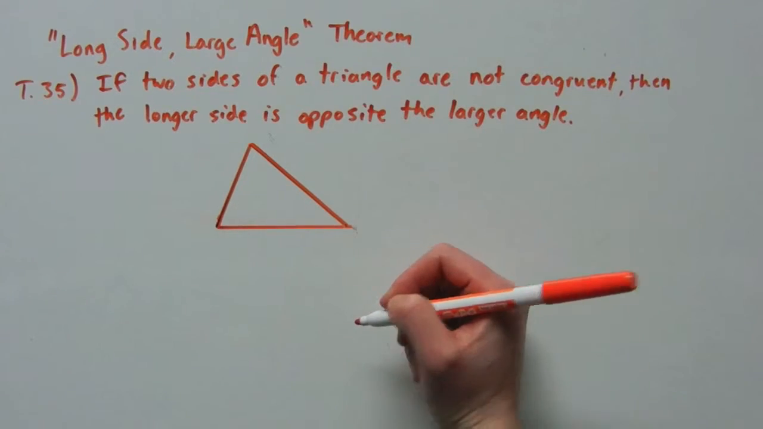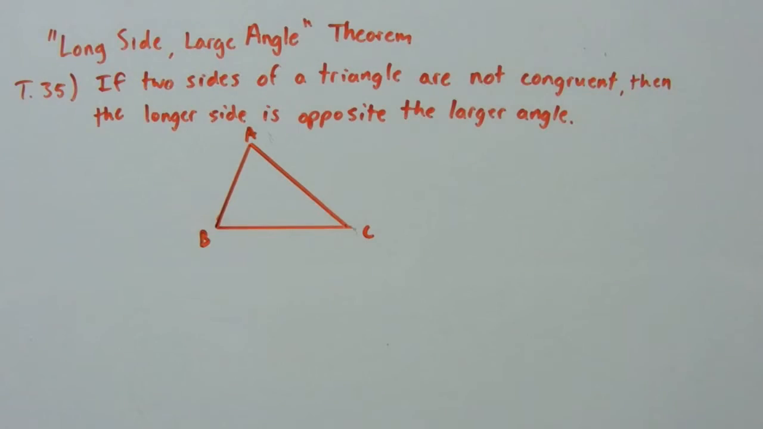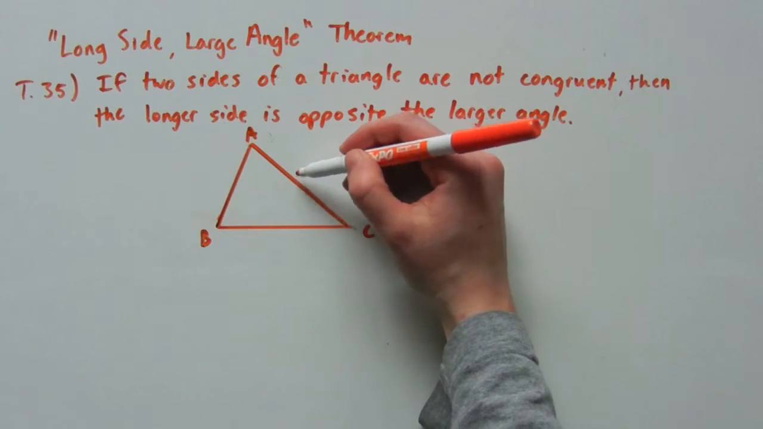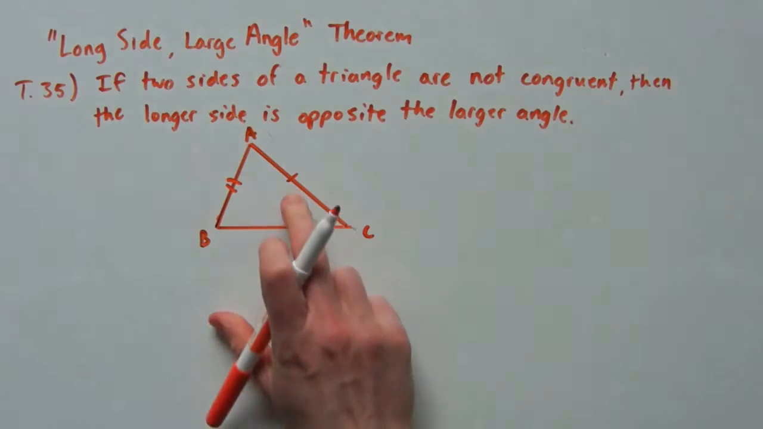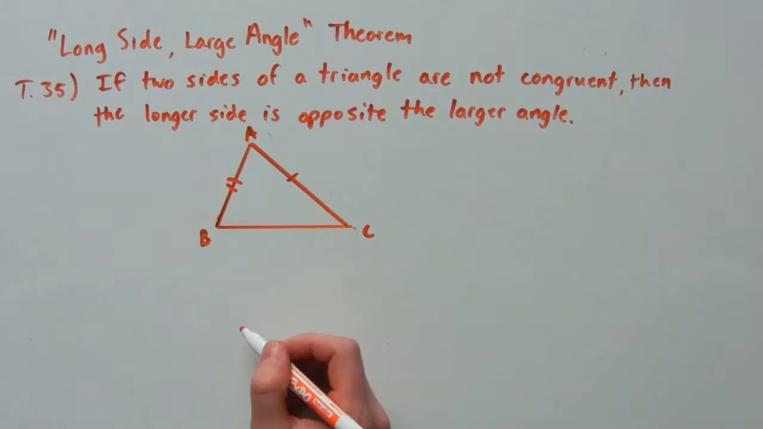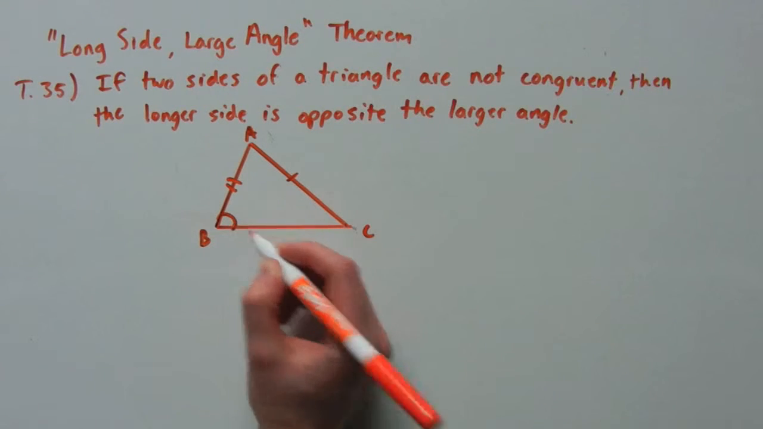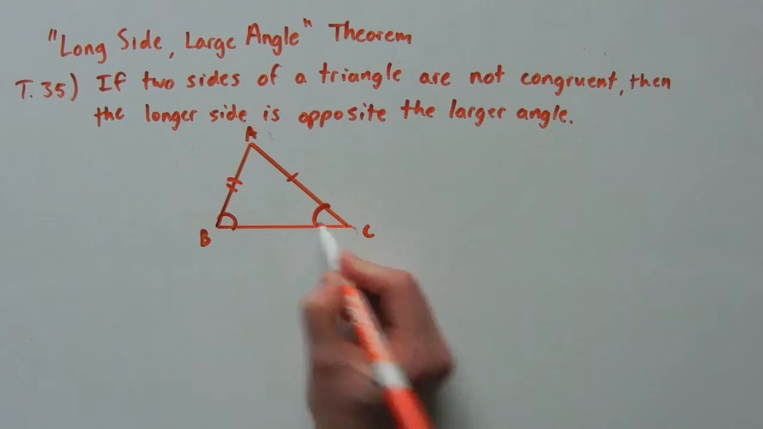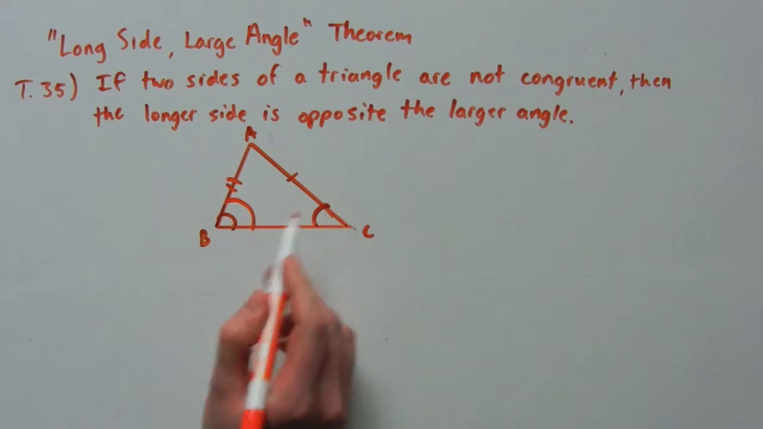This theorem says if we have a triangle ABC, and we can see that AC is not congruent to AB, and AC is also longer than AB. Well then, this angle B is going to be larger than this angle C, because this angle is opposite the longer side.